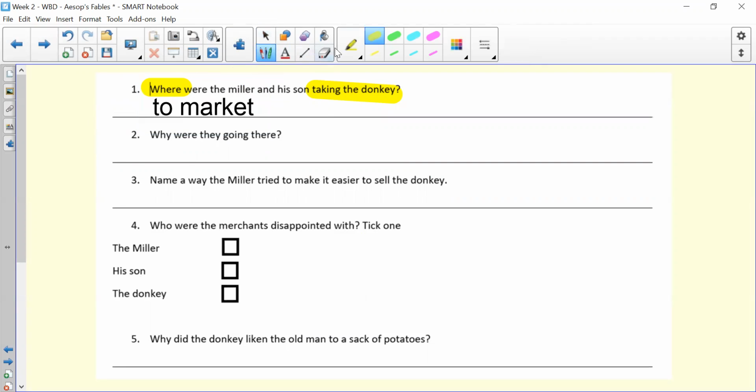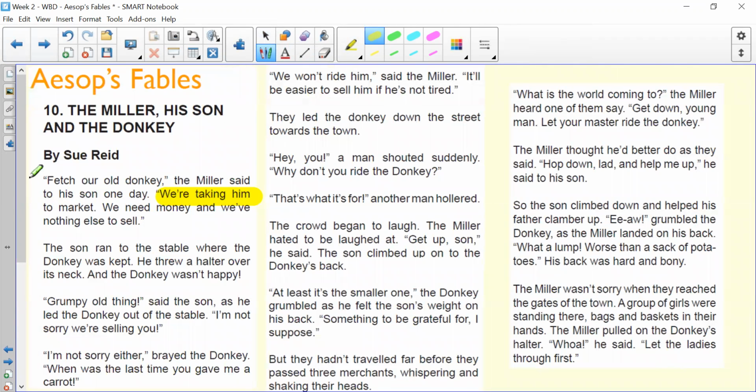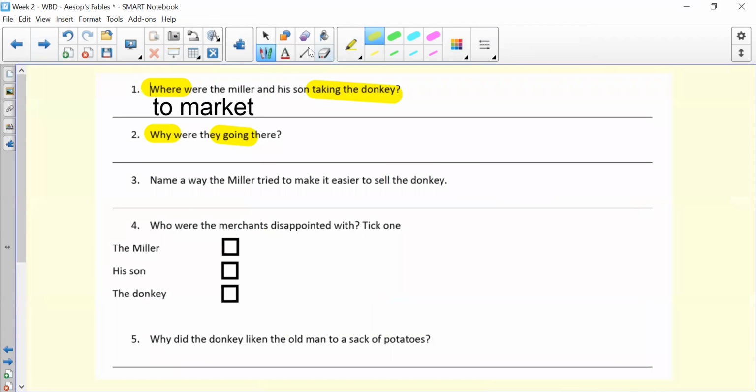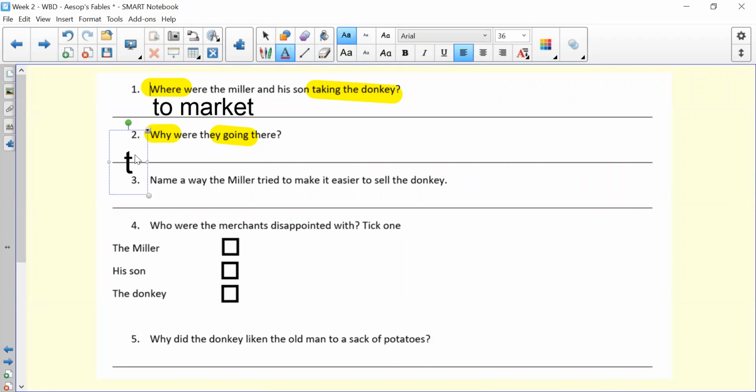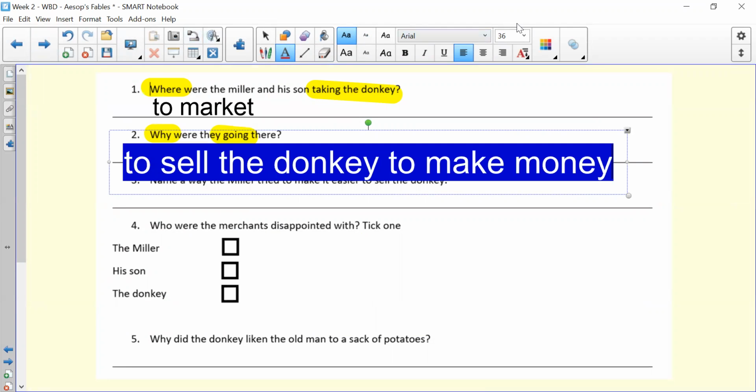The second question has got why at the start. That means we need to give a reason. So why were they going? Why were they going there? Let's look back. So it's related to the first question, so it's going to be around the same area. "We're taking him to market. We need money and we've nothing else to sell." So from that, we can tell that they are going to sell the donkey to make money. Okay, or just to sell the donkey.